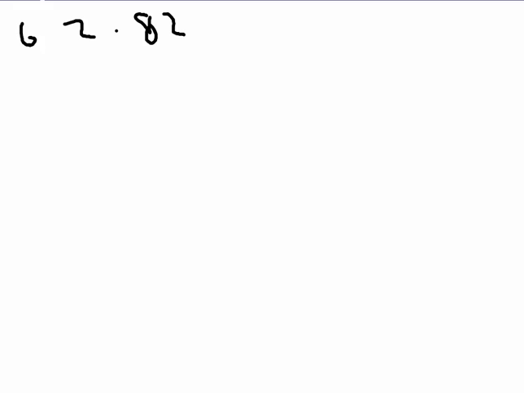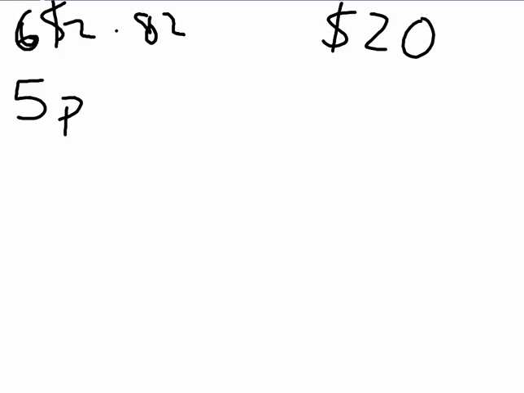Now, this bag had 5 pineapples in it. So we had 6 oranges and 5 pineapples. The 6 oranges cost that $2.82. The pineapples, we don't know. But he gave the cashier $20, and of that $20, he got $1.43 in change. I want to know, how much did each pineapple cost?